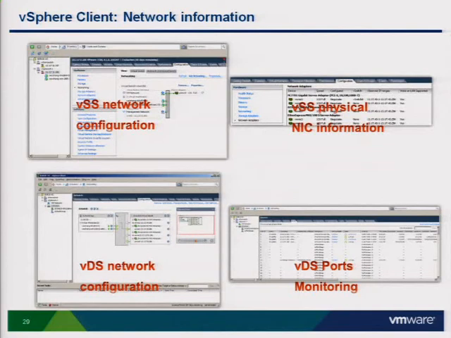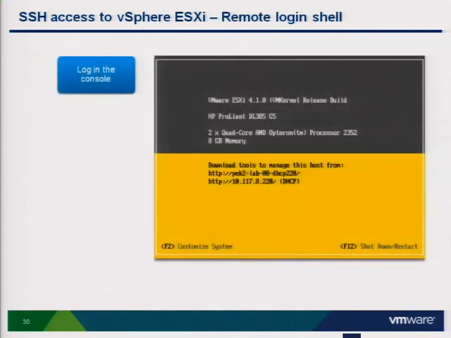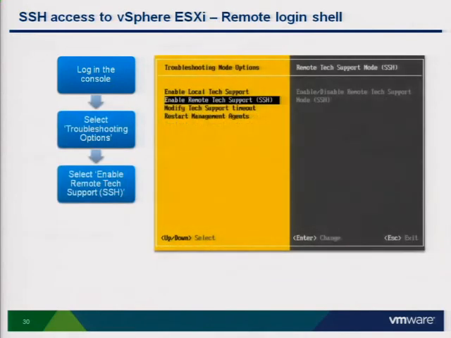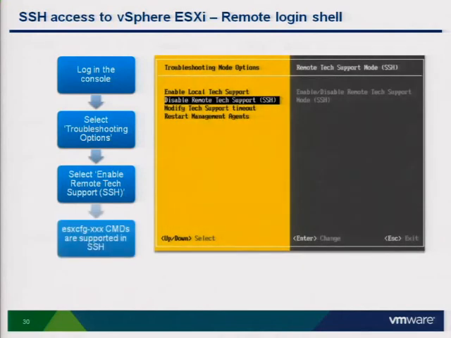I have good news and bad news. The good news is ESXi still provides SSH protocol support for troubleshooting. But the bad news is it is disabled by default, so if you want to use it, you should enable it first. I think it's a little difficult. You need 4 steps. Step 1 is to log in to the console, and step 2 is to select the troubleshooting options. Step 3 is to enable the remote technical support, and step 4 is to log in with your SSH client and run the ESXi commands. I think it's quite complex, right?